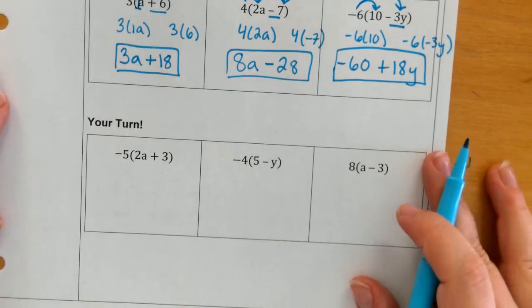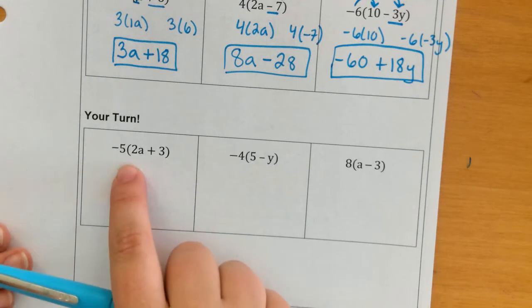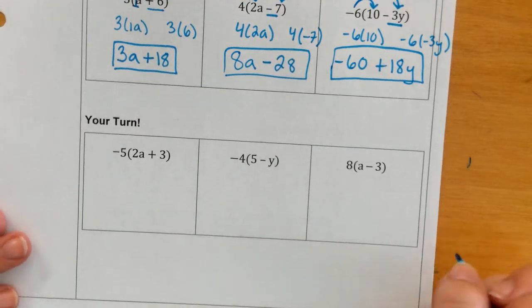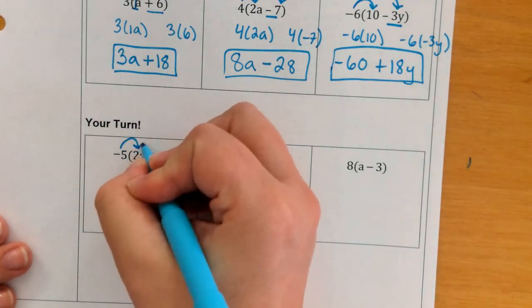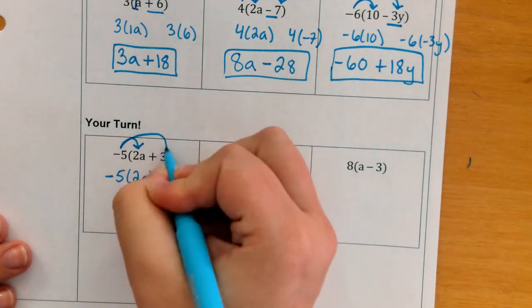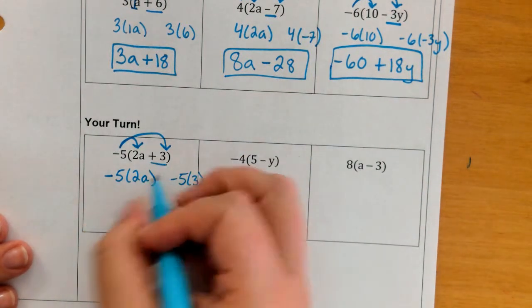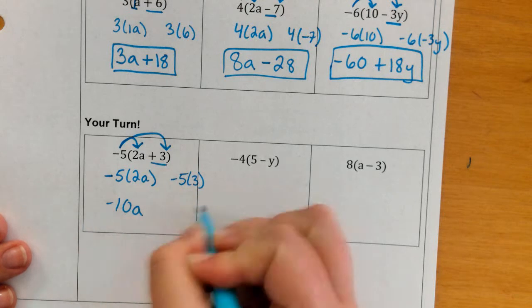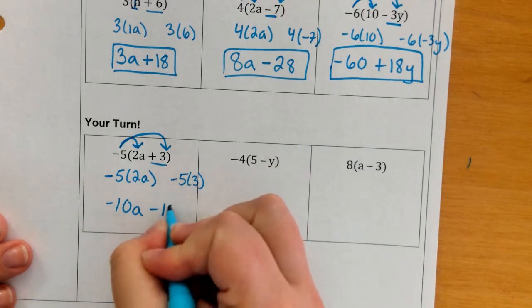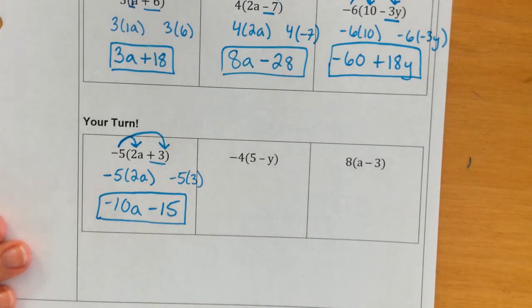So what I want you to do now is to pause the video and try these on your own. So, if you did these on your own, you should have done negative 5 times 2A, negative 5 times 3, it's a positive 3. Negative 5 times 2 is negative 10, so negative 10A. Negative 5 times 3 is negative 15. So negative 10A minus 15 should have been your answer.